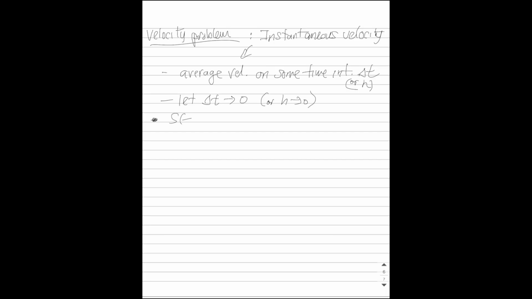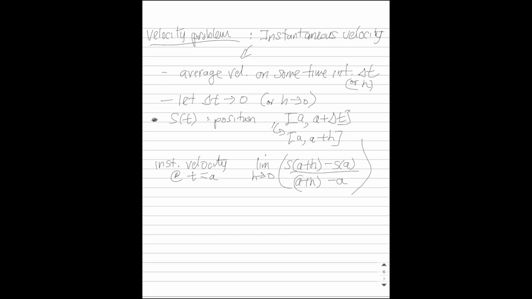Next, we're going to talk about the velocity problem. So remember, we are interested in the instantaneous velocity, the velocity of an object right at one instant in time. And the idea here is that we find the average velocity on some time interval that has a size delta t, or maybe we'll call it h in this case. And then we consider that the size of that time interval is going to go to 0. So delta t will go to 0 or h will go to 0.